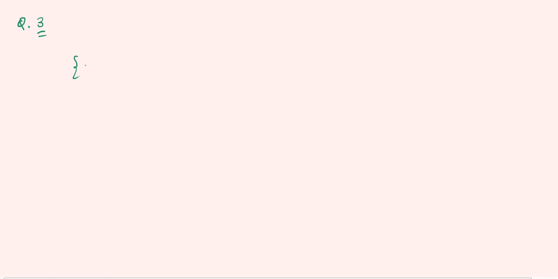Simply, set builder form is always like this: X is such that X is whatever the condition is given, you have to write that. But this is compulsory: X is such that. Okay, in set builder form. Clear? Then for example, first question.